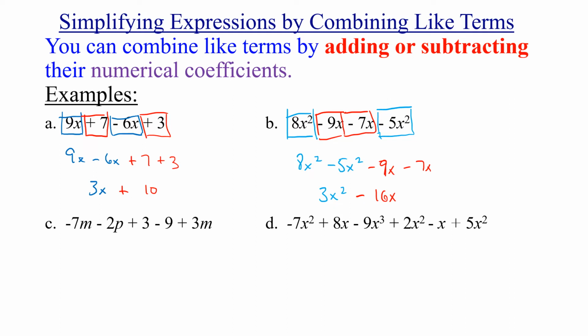Looking at C here, I'm noticing that we have our m's. We have a negative 7m and a positive 3m. So negative 7m and a positive 3m. And negative 7 plus 3 is negative 4, so I have negative 4m. Now looking at the p's, I just have a negative 2p. So I can just write minus 2p, so minus 2p.